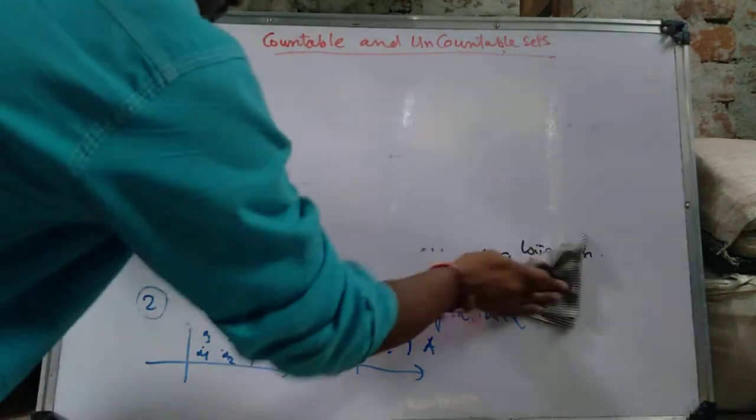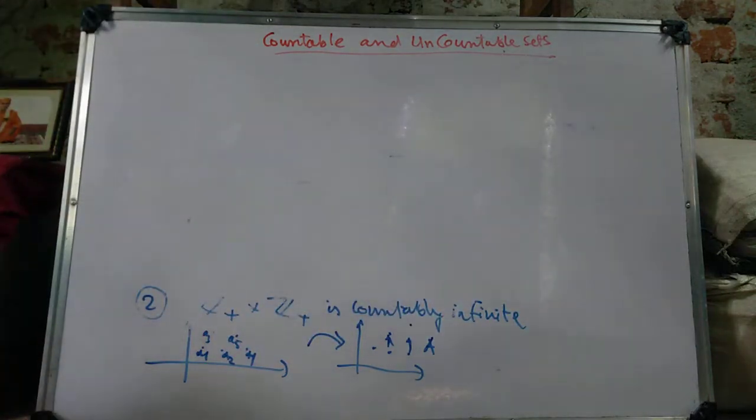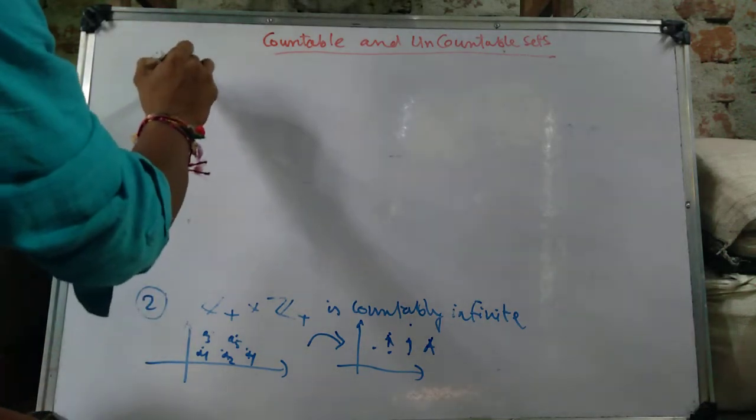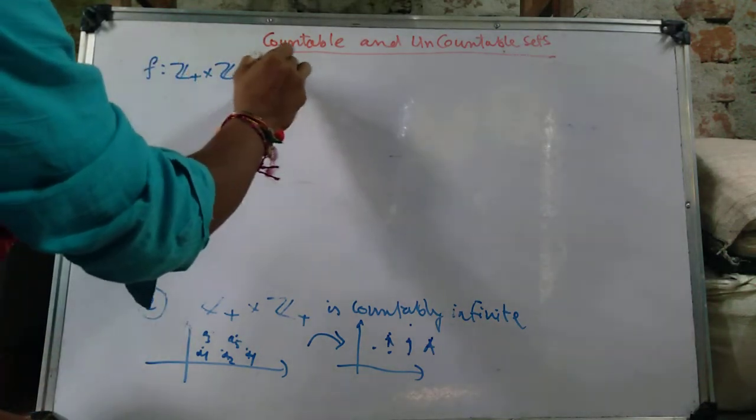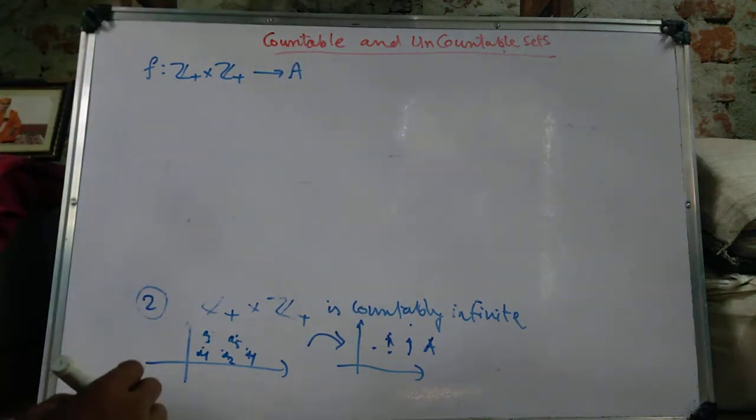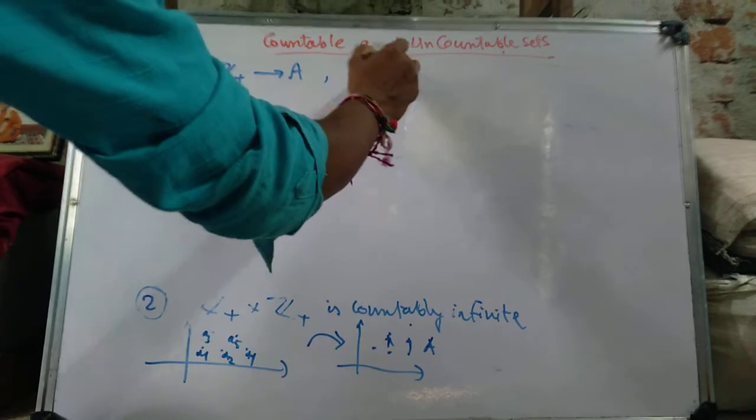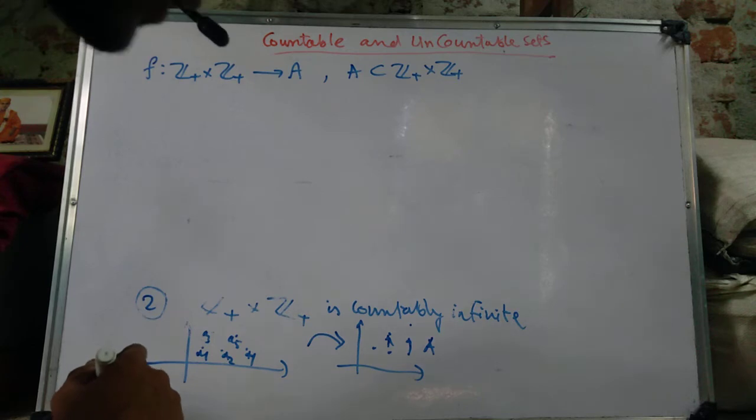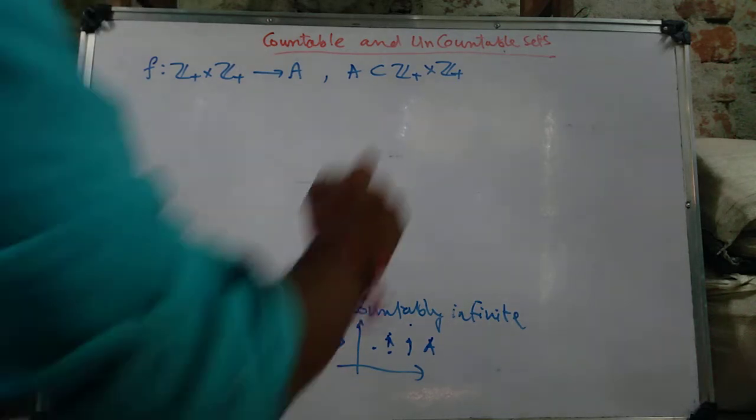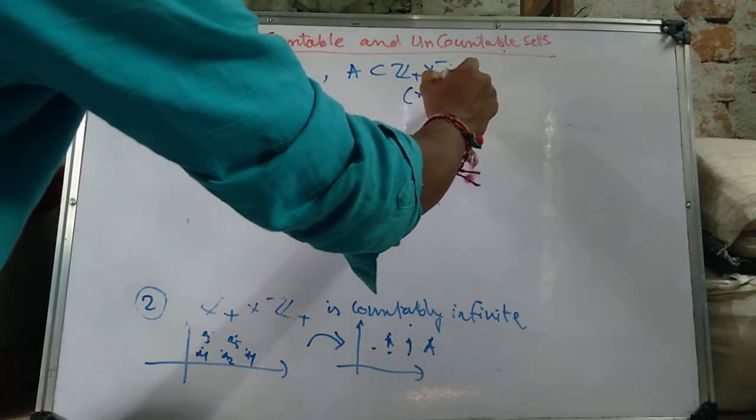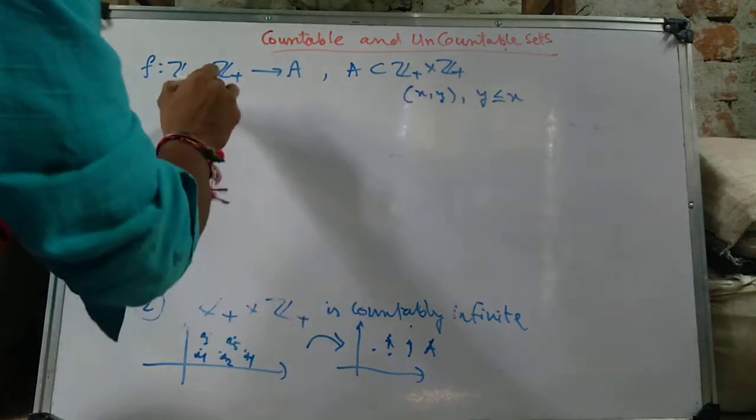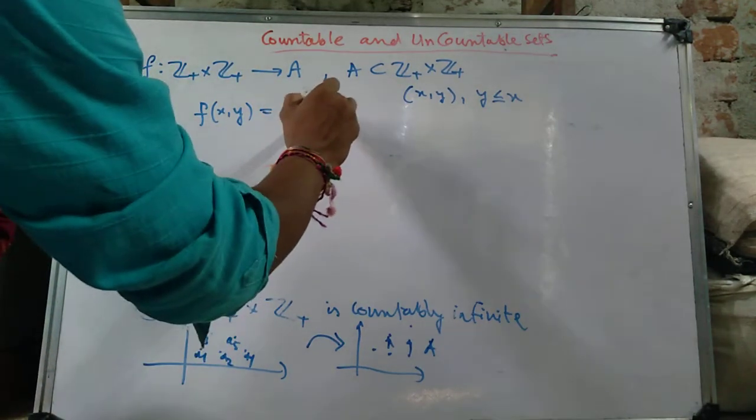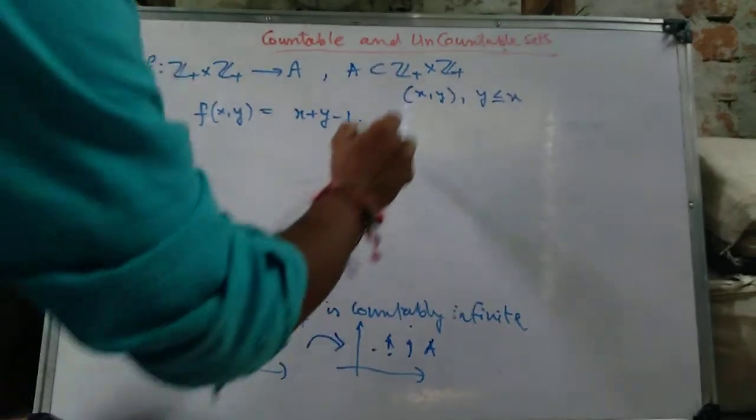Then we define a bijection f from Z plus Cartesian product Z plus to A. How? Where A is a subset of Z plus Cartesian product Z plus, consisting of pairs xy such that y is less than or equal to x, and here f of xy equals x plus y minus 1.